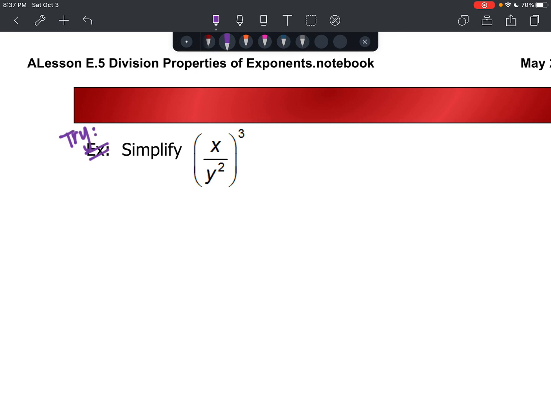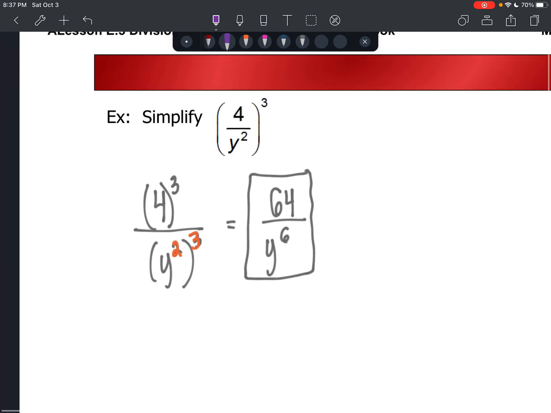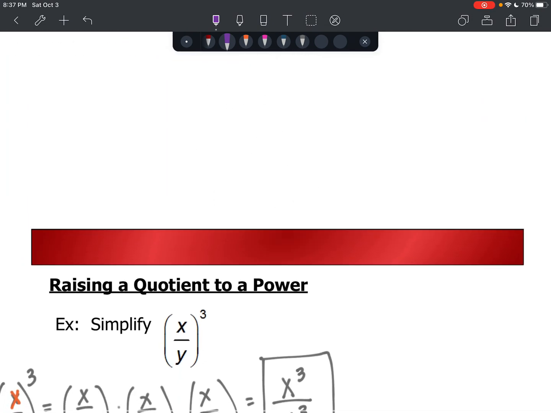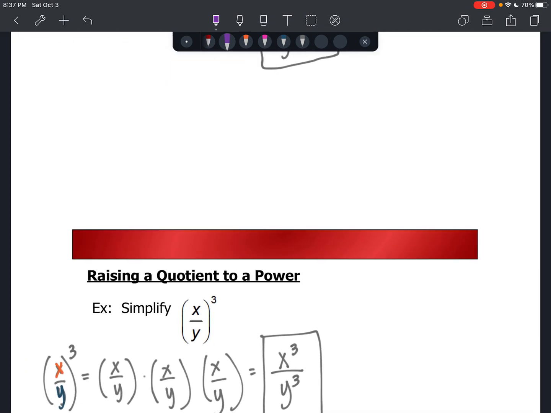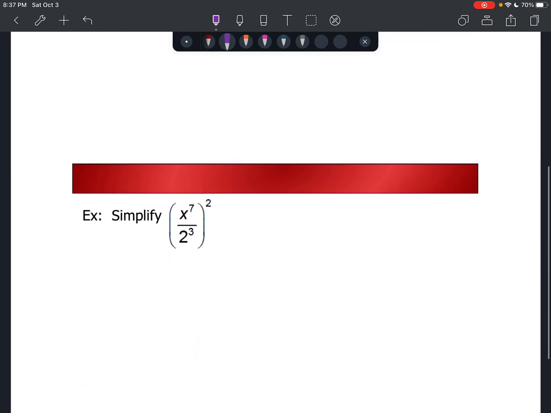Oh, I just said the answer. X cubed over y to the 6th. Did we just do that one? Looks very familiar. It looks extremely familiar, does it not? Oh, maybe it was that x cubed. It looks familiar.